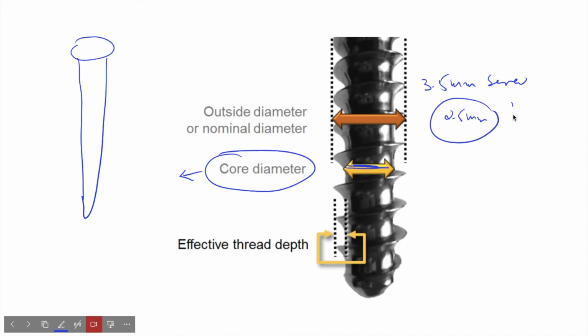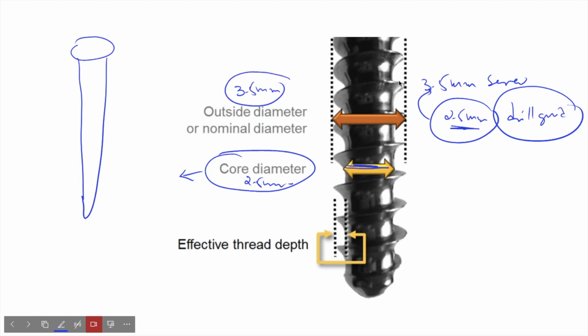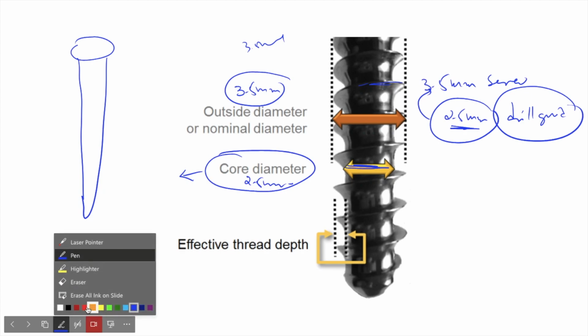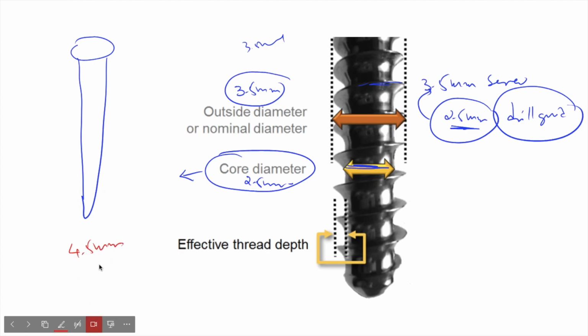So the drill bit that is used to start drilling is the 2.5 millimeter drill bit for a 3.5 millimeter screw, because the core diameter is 2.5 millimeter, whereas the outer diameter is the diameter by which the screw is described. These spiral grooves that you see outside are where the outer diameter is determined. It is about 3.5 millimeters in a 3.5 millimeter screw. So for example, in a 4.5 millimeter screw, the core diameter will be 3.2 millimeter. That is the drill bit size that you have to use, and the outer diameter is 4.5 millimeter.